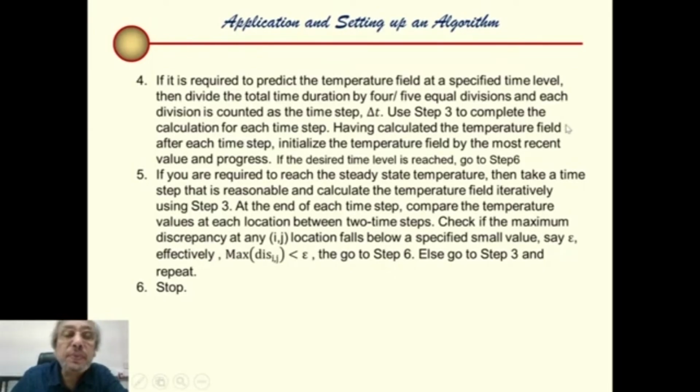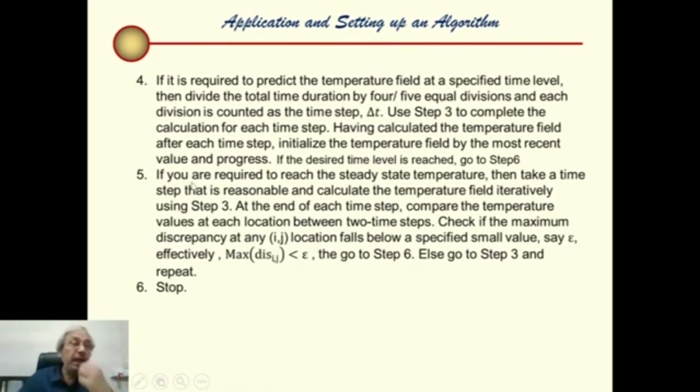Having calculated the temperature field after each time step, initialize the temperature field by the most recent value. For example, you have to find out a hot plate temperature after 10 seconds. So maybe you divide 10 seconds into 4 parts, 2.5 seconds each. After each 2.5 seconds, you find out the total distribution, and now this will be the initial distribution. From here again you go by delta t, from n to n plus 1. When you have gotten n plus 1, then again that will be n, you go to the next n plus 1. So that is how, when you reach the desired time level, you go to 6, that means stop.